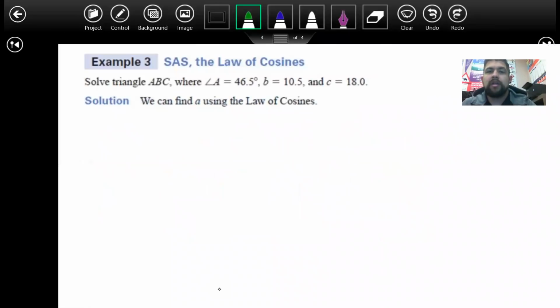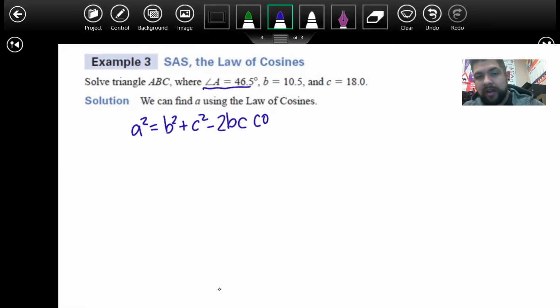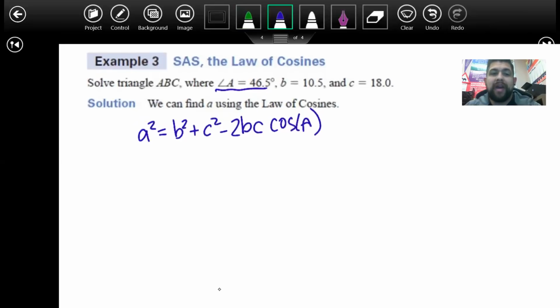Checking my pen. For the next one, it says, find A using the law of cosines. We want to be able to see the relationship that it gives us. In this case, I'm given a cosine of A, so I'm going to use the first formula: A squared is equal to B squared plus C squared minus 2BC cosine of A. And again, we're solving for A, so all we have to do is plug our values back in.